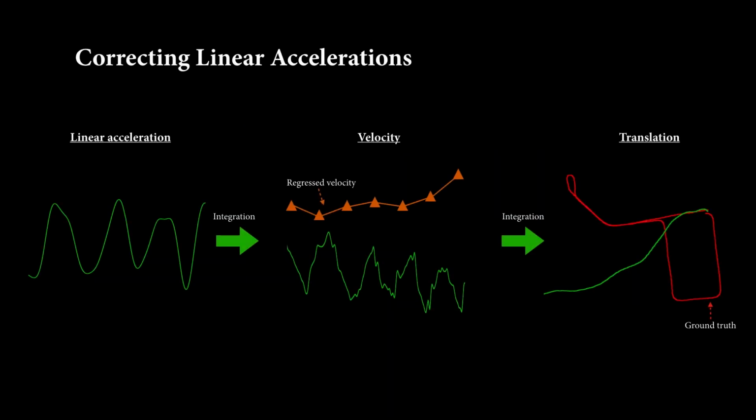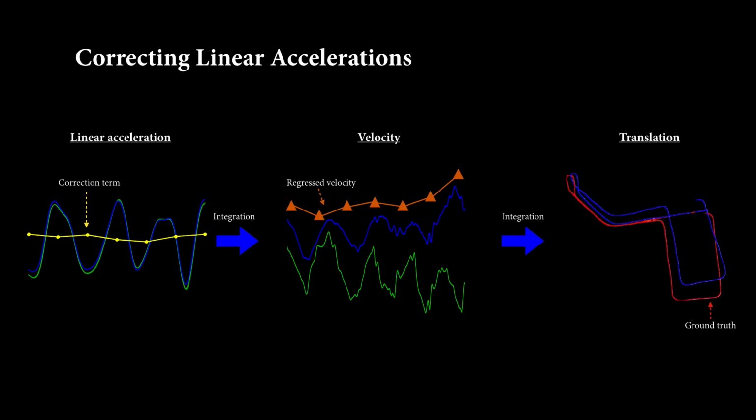Suppose the orange curve shows the regressed velocities. We estimate low-frequency corrections in the accelerations so that their integration matches the regressed velocities. We formulate our approach as a linear least squares problem. We double-integrate the corrected accelerations to estimate the device positions.